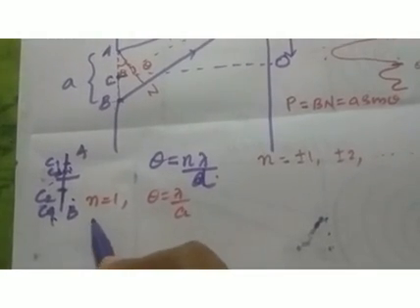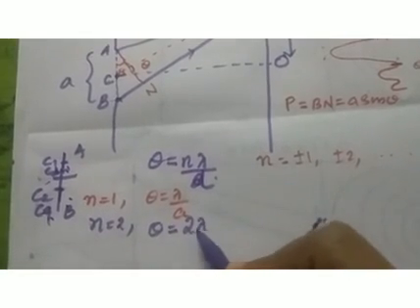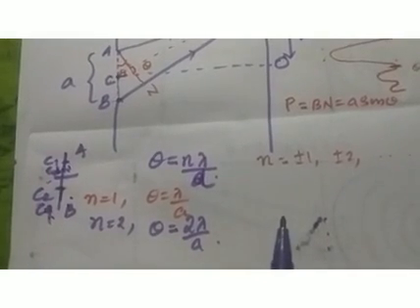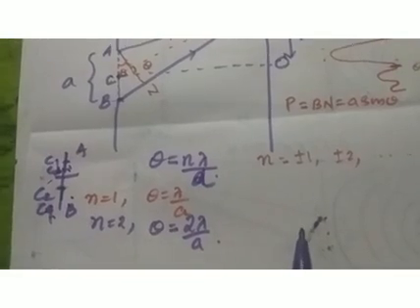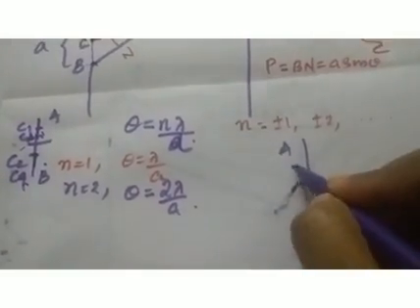Similarly, if n is equal to 2, theta is equal to 2 lambda by a. So in this case, the slit will be divided into 4 equal parts. When the slit is divided into 4 equal parts, what happens? See, this is the slit AB, and we are dividing the slit into 4 equal parts: 1, 2, 3, 4.